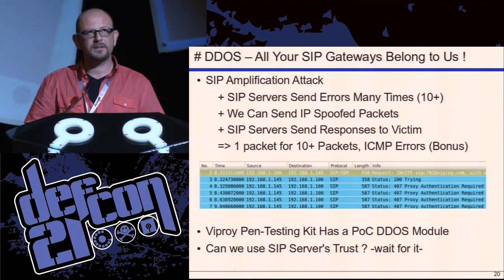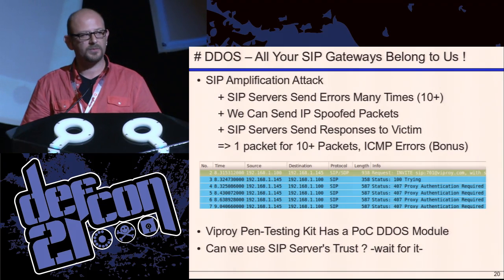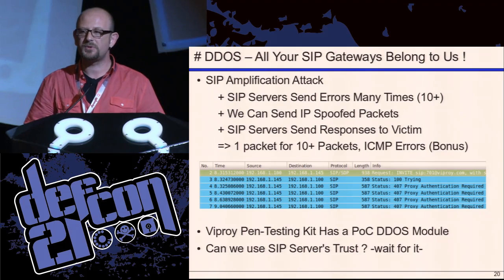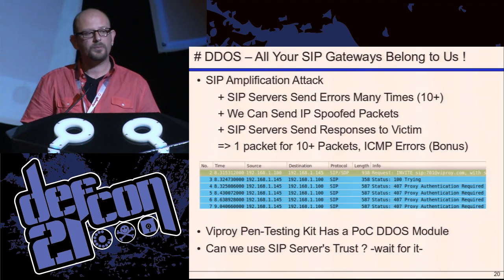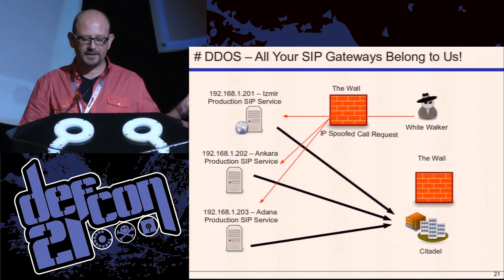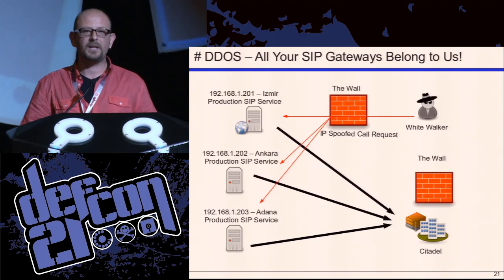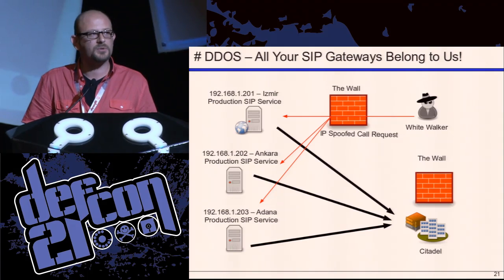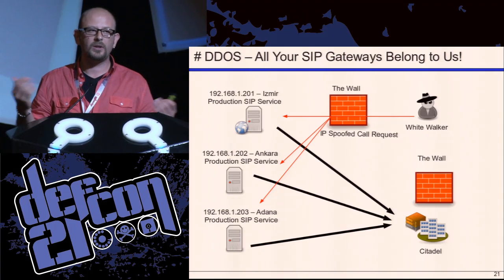So we can send IP spoofed requests to target SIP servers. This remote SIP server will send responses to another DDoS target, just like that. So we can search for many SIP servers, and we can collect all of them to initiate a DDoS attack.